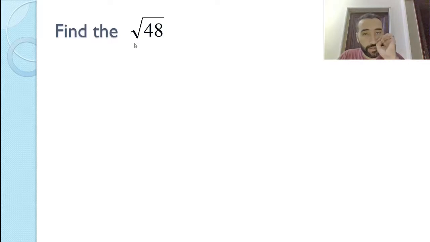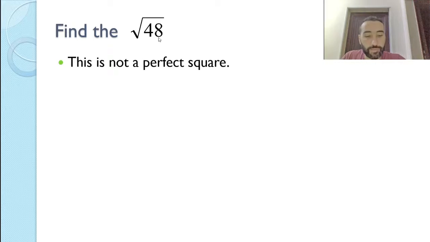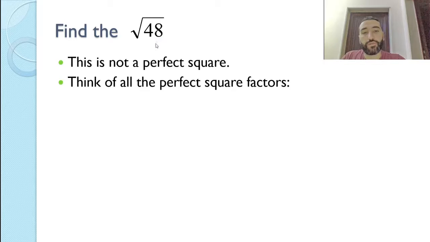For example, find radical 48. How do we simplify radical 48? Now we list the factors of 48. What are the factors of 48? 1 and 48. First of all, 48 is not a perfect square. Think of all the perfect square factors. You will find the perfect square factors, so you need to list the factors of 48.